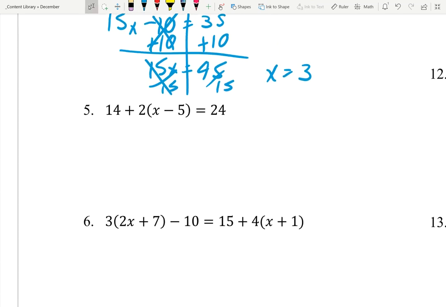Now, number 5. Okay, so a few things to do here. Now, avoid this mistake. Do not do 14 plus 2. Do not make this 16. That is a bad idea. Reason being is it breaks the order of operations. Order of operations, you have to multiply before you add. So you're technically multiplying this 2 times x minus 5. So you have to multiply these together before you add any terms.